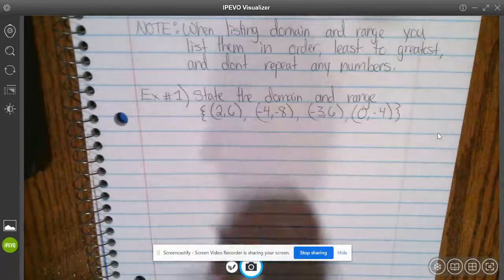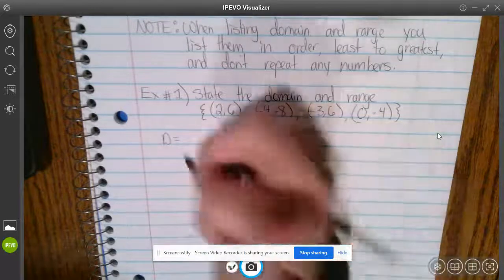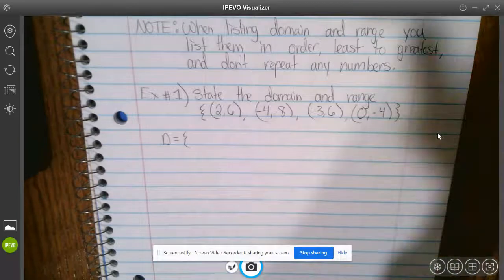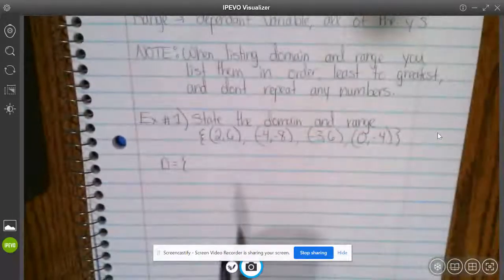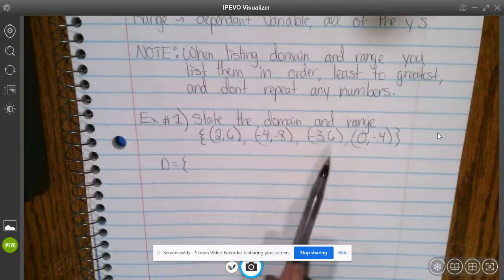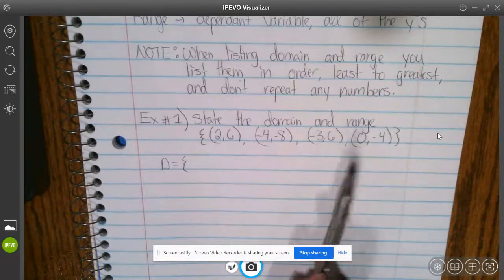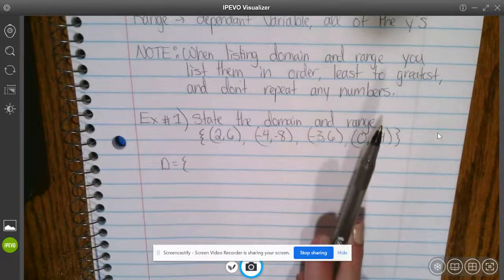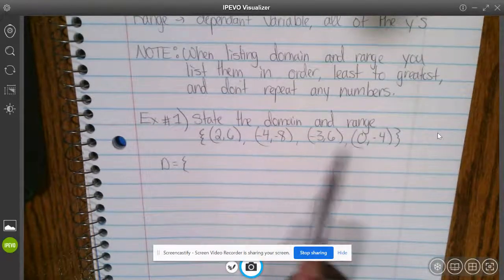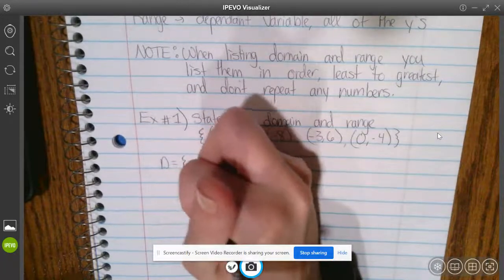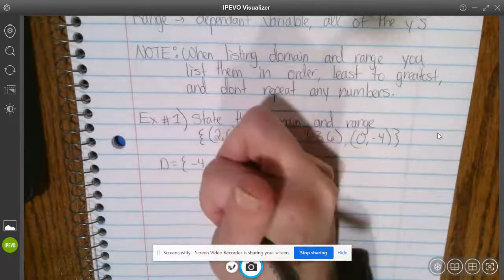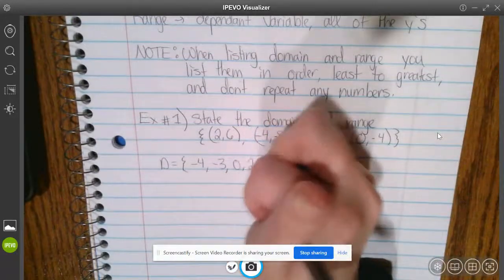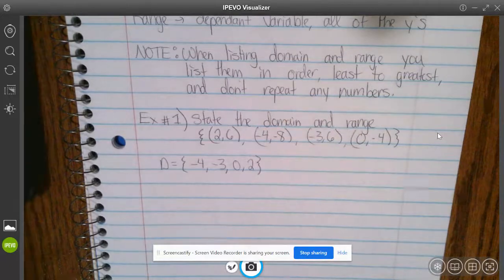First we're going to list the domain. All you have to do is put D equals, and then use a little brace. Now we're looking at all of our x's: 2, -4, -3, and 0. Those are all of our x coordinates, because x is the one that comes first. We list them from least to greatest: -4, then -3, then 0, and then 2. End it with a brace, and that's your domain.